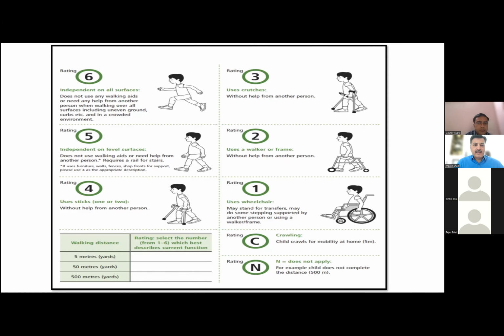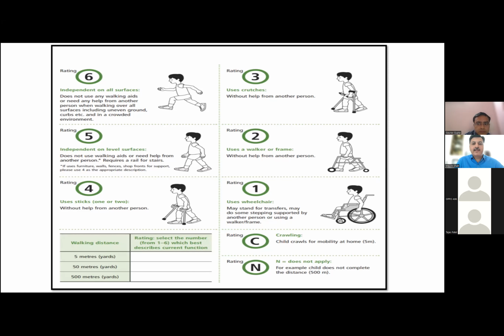Fine. So FMS also, Tejas, you should use in your practice. Many times we rely on what parents say, and parents' opinion is quite, they are sometimes overwhelmed by the therapist. So we may not be able to know the real improvement, but this kind of scale can help you.